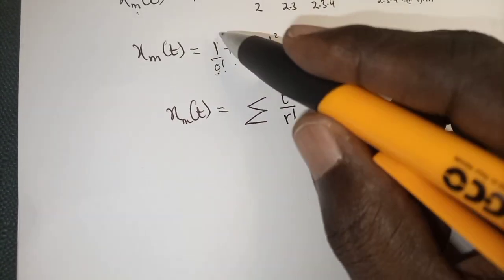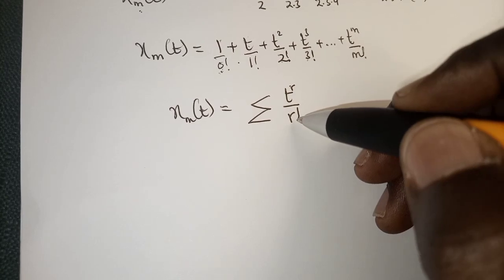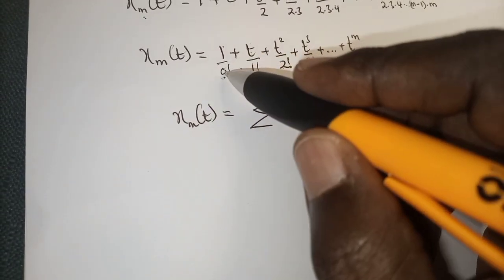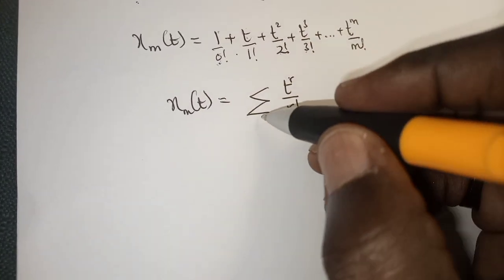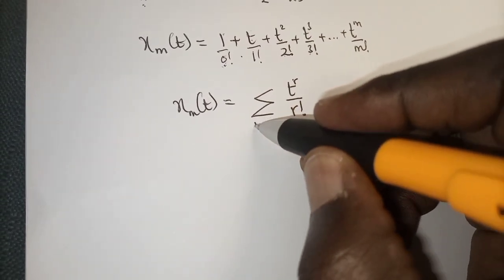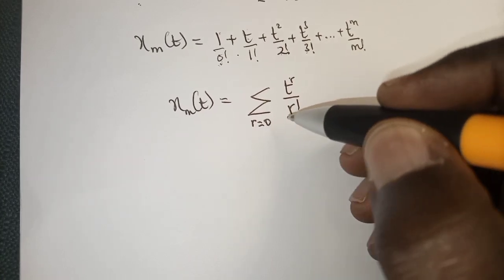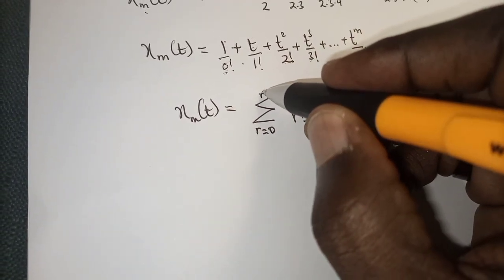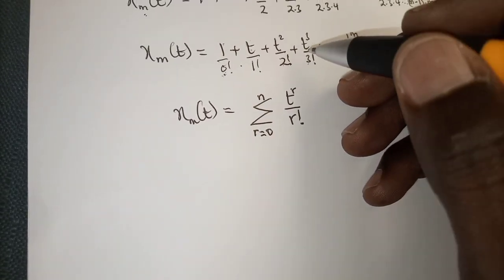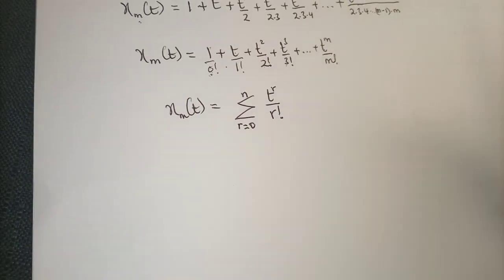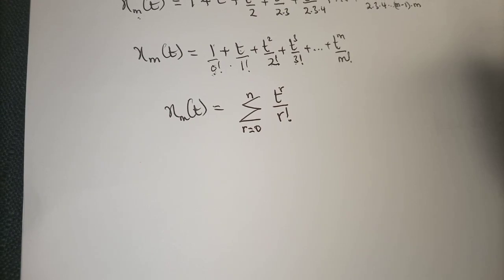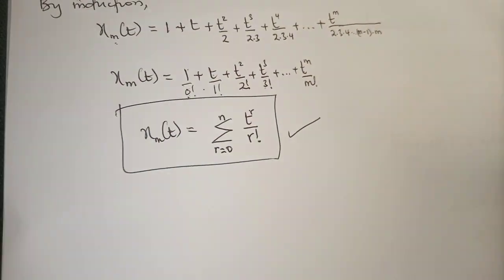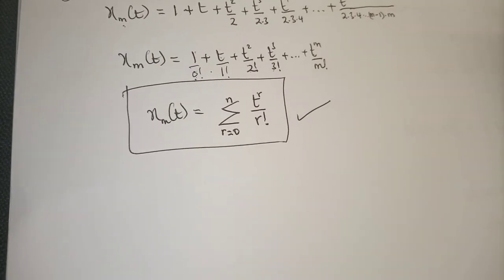So if you're looking for the first element, it will be t to the 0, so you get 1. So since it's starting from 0, then that means that r should begin with 0 and should end with a particular value, let's say m or n. So you can use n. So this will be our formula for the first one.